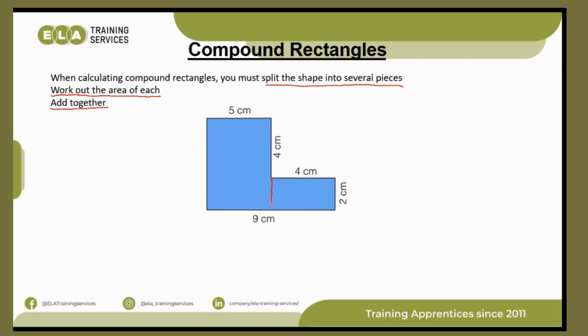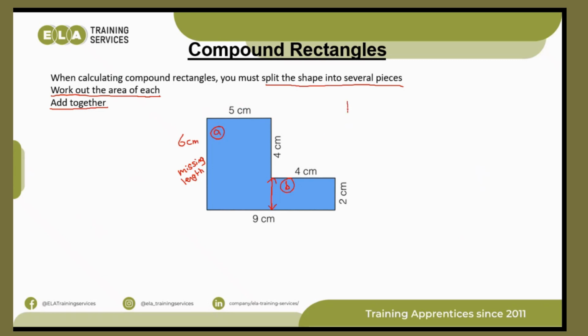So here we're going to split it down the middle, and we're going to call this shape A, and we're going to call this shape B. Now, as you can see, we are missing a length, which is needed to work out the area. So we know that this part and this part is 4 and 2. So 4 and 2 altogether must be 6 centimetres.